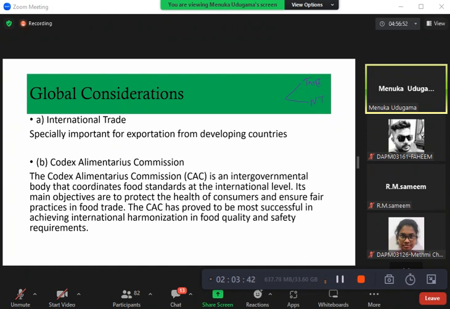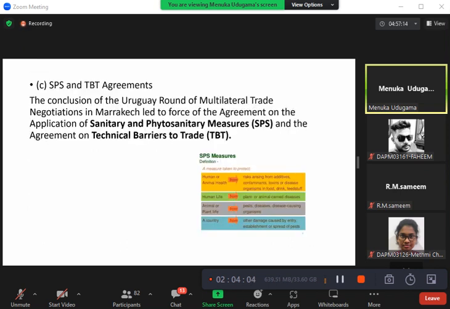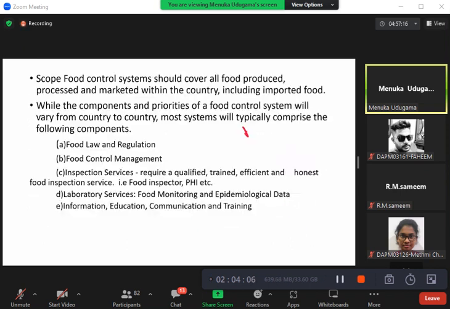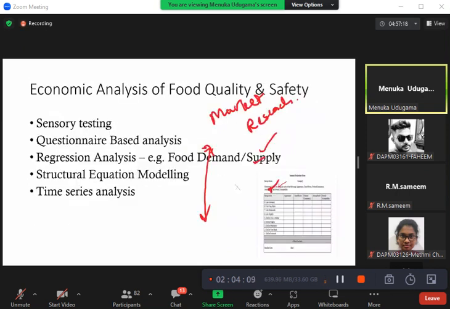Non-tariff barriers include quality standards. For example, certain countries such as the EU might ask us to have a certain standard. Otherwise, they will not allow us to send our goods to the European Union. So that can be a non-tariff barrier. Therefore, it's important for us to have these quality certifications in place. I won't go into much detail on that.